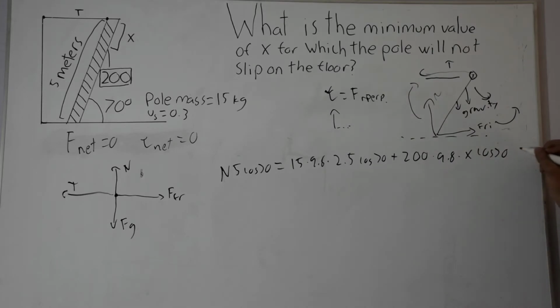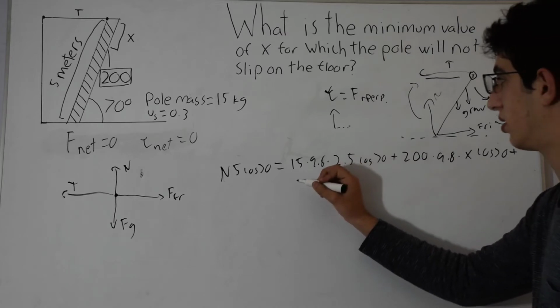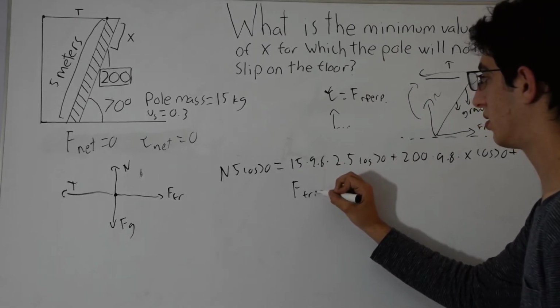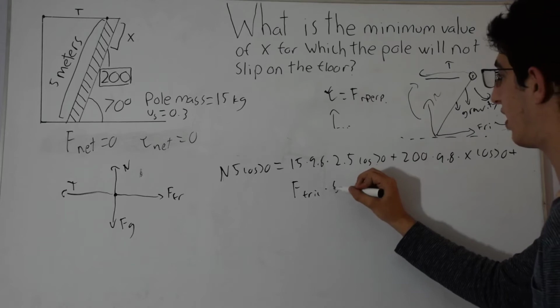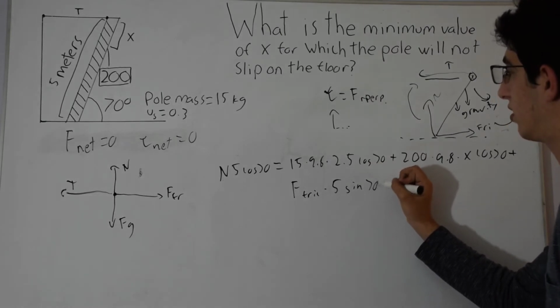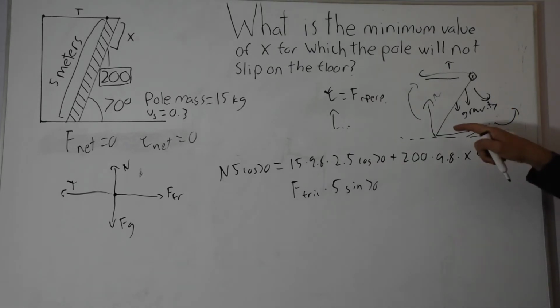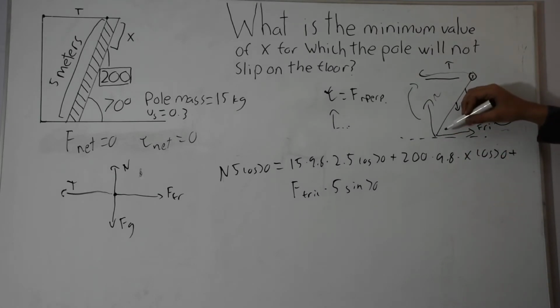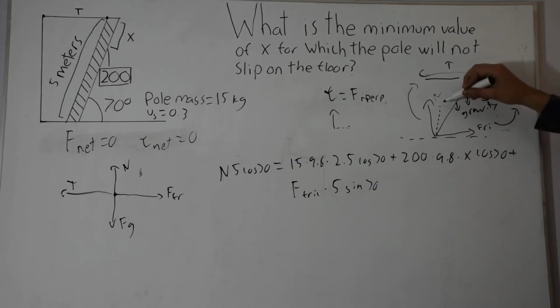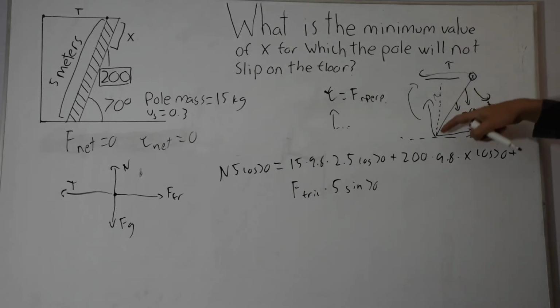And we have the last torque, which is done by friction. So it's going to be the force of friction times 5 sine 70. And the reason why it's sine is because friction is doing force to the right. So F perpendicular is going to be upwards. And it's going to go all the way to the top. And this length is 5 sine 70.